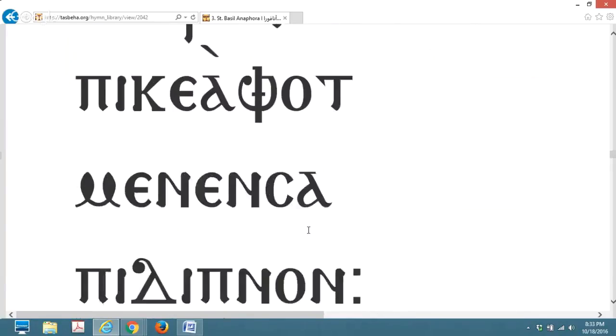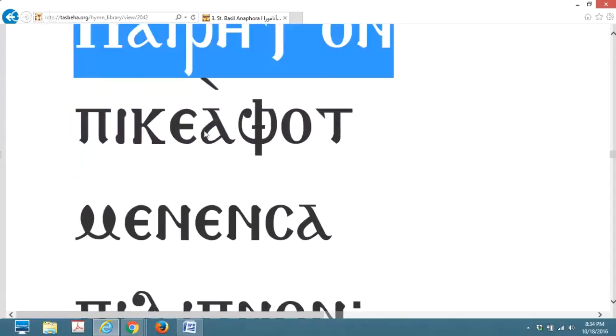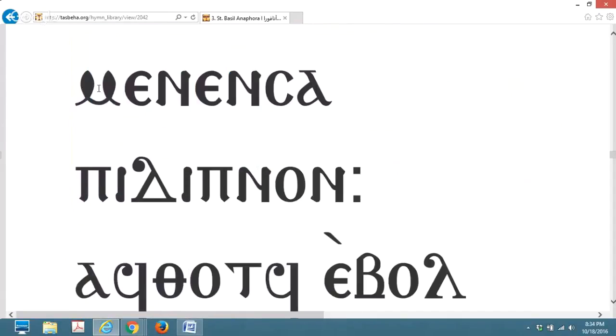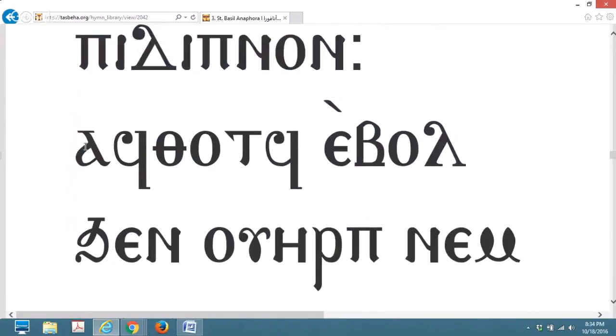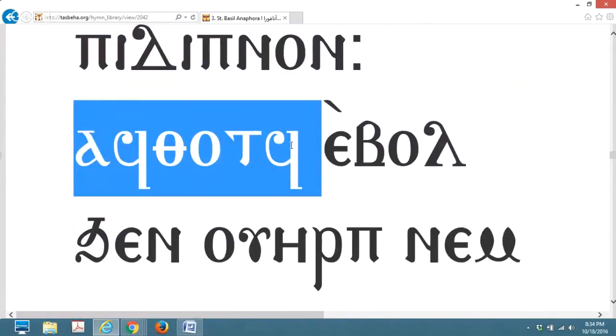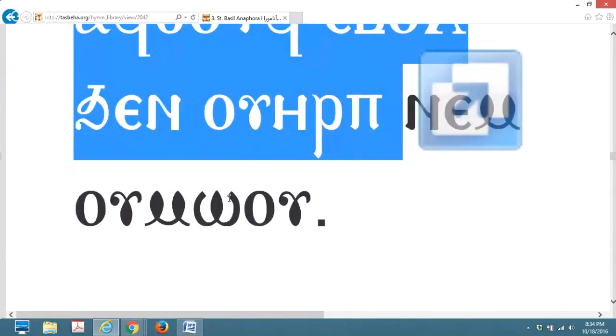Okay, so taking it all together. Likewise also, the cup also, after the supper or after the dinner, he mixed it, he mixed him with, or the him being the cup, he mixed it with wine and water.